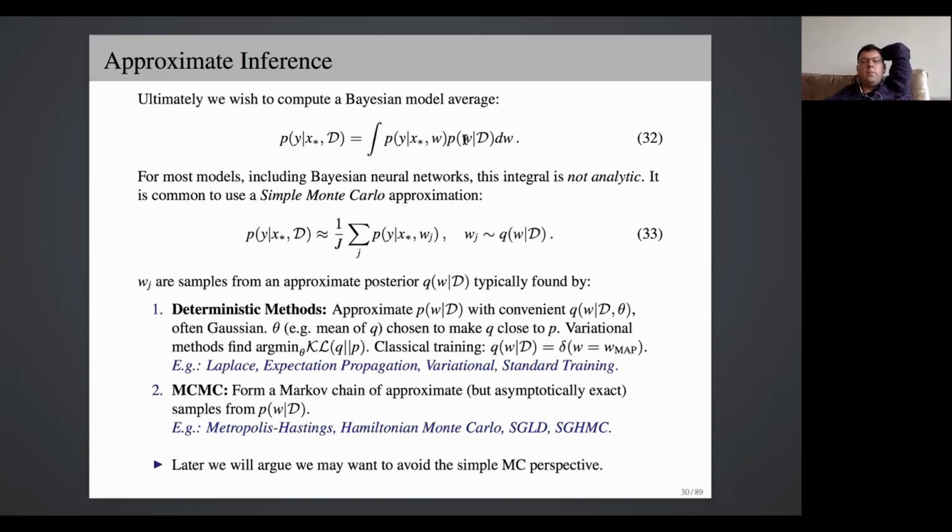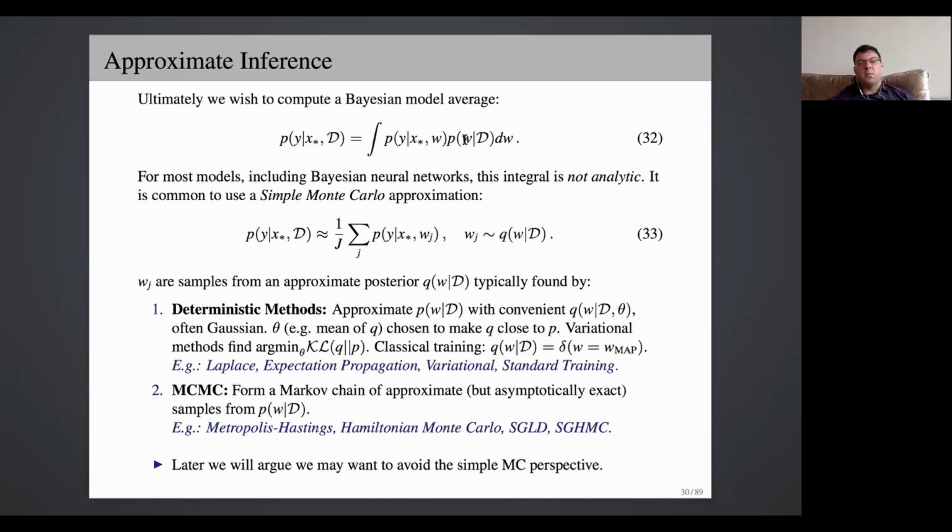Quite often, in practice, to estimate this integral, which isn't analytic, one uses what's called a simple Monte Carlo approximation, where we take samples from some approximate posterior, either found through deterministic methods like variational Bayes, where we introduce some convenience approximate posterior, like a Gaussian distribution, and we then estimate its parameters to minimize the distance between the true posterior and the approximate posterior, like the KL divergence. For a variational approach, we could see classical training as actually a special case of this. There's also the Laplace approximation, which we'll discuss later, expectation propagation, and many other approaches.